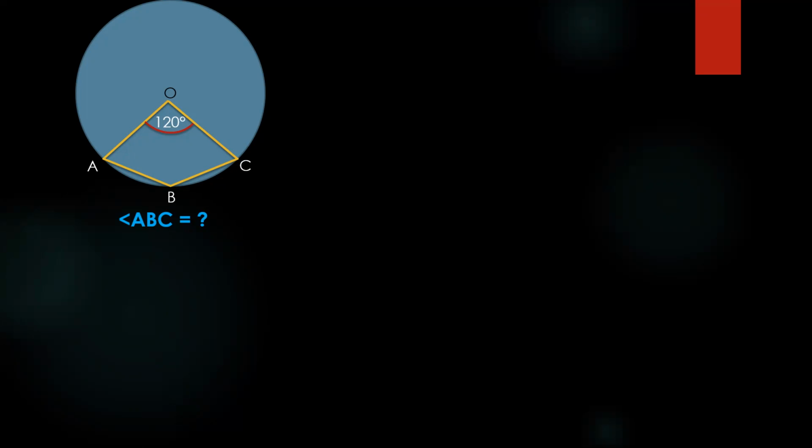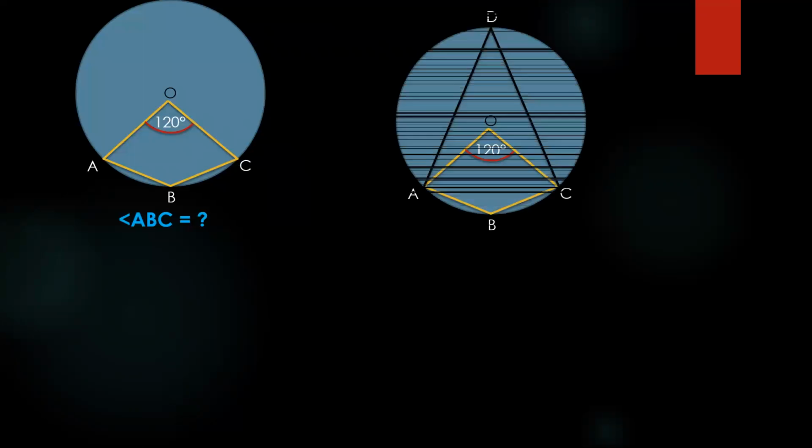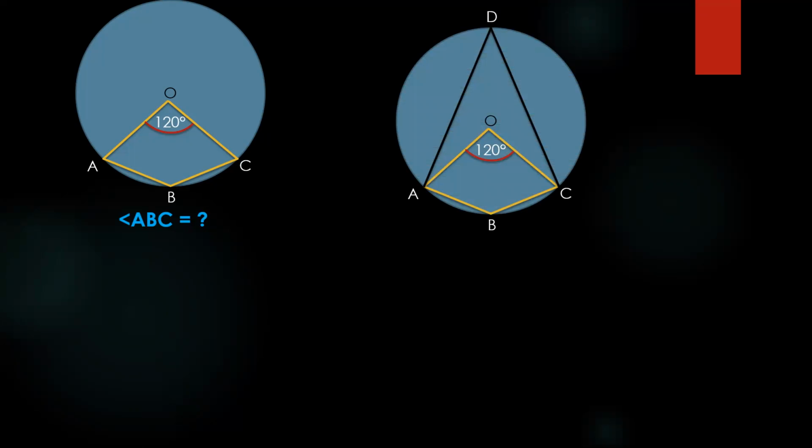Now, in order to use the cyclic quadrilateral concept here, we have some technique. Look at here. We can join A and D as well as C and D, right? What will happen when we join A and D and C and D? ABCD becomes a cyclic quadrilateral, right? Now you can clearly see here ABCD is a cyclic quadrilateral.